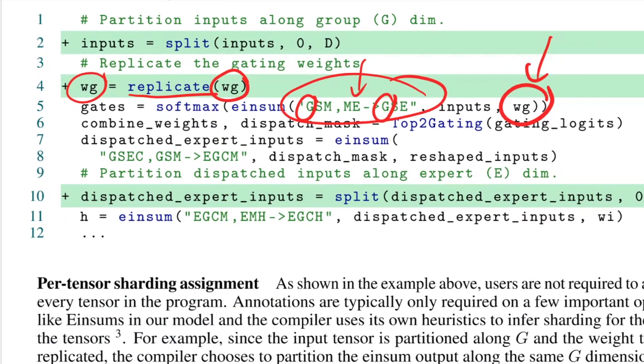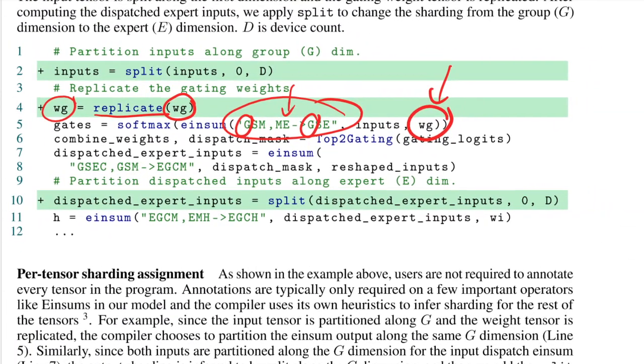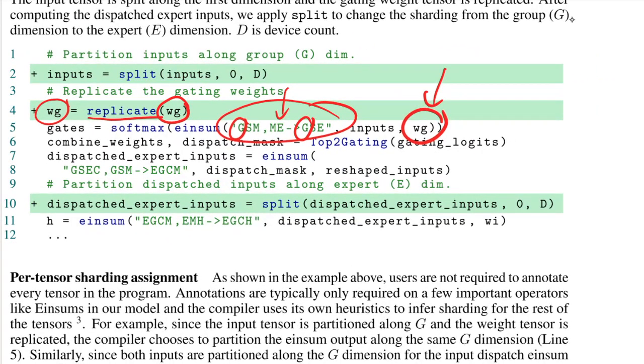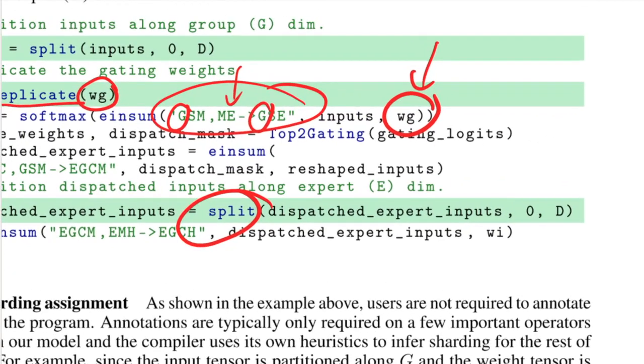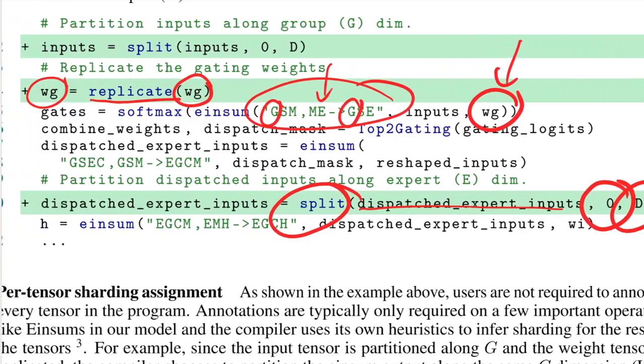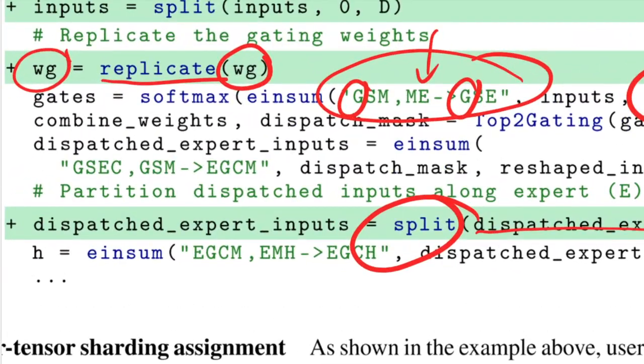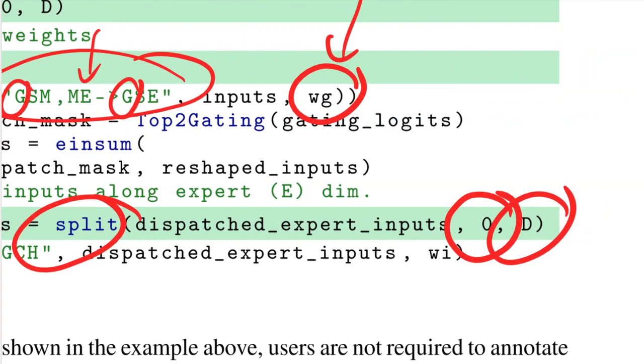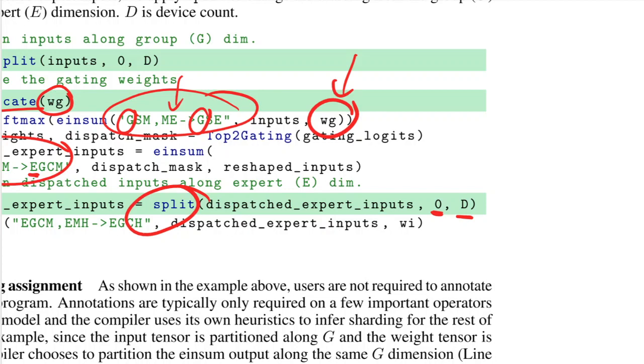As opposed to that, you have the split tensor right here. What split does is it splits a computation, here the dispatch expert inputs, according to an axis index onto D different machines or into D different parts. So you see here you calculate how you should do the routing. And the resulting tensor's first dimension is this E dimension. Then you say that should be split according to this first dimension onto D different places. And these D different places are now separate. They don't have to be kept in sync. Everyone has their own weights.